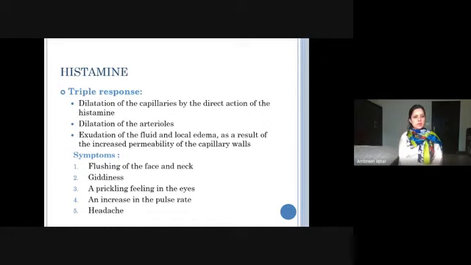Then there is the dilation of the arterioles, exudation of the fluid, and local edema, which obviously occur when you vasodilate the vessel. So there is increased permeability. Due to this increased permeability, there is exudation of the fluids and local edema. The symptoms in this condition are flushing of the face and neck, giddiness, drowsiness, a prickling feeling in the eyes, increased pulse rate, and headache also.